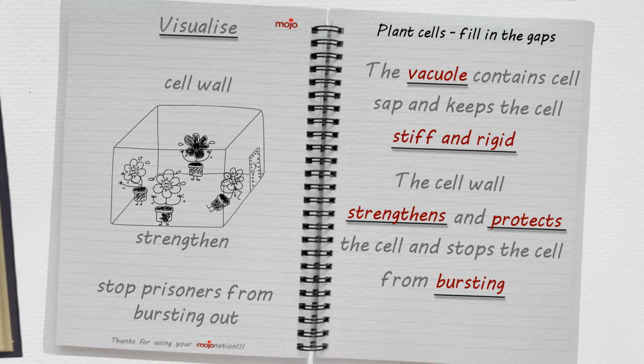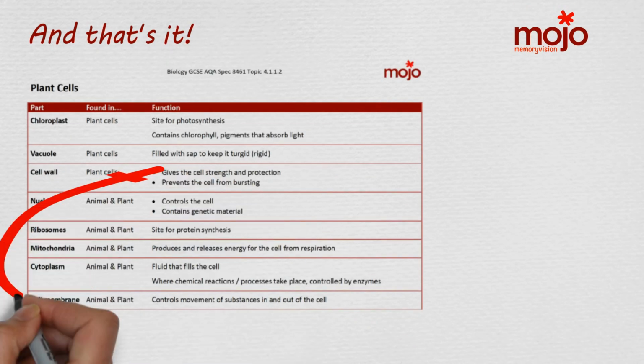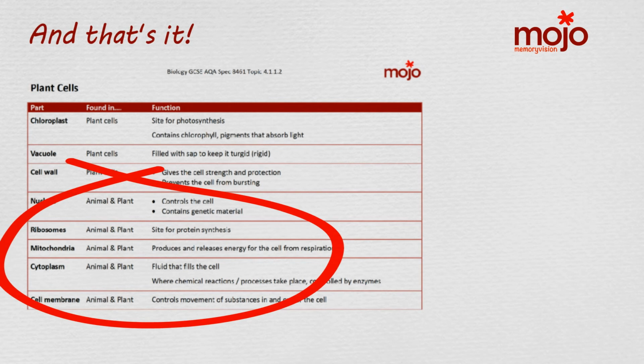Well, that's it for plant cells. But remember, as shown on the worksheets, they also contain all the parts of animal cells. And we teach you all about that in a separate video.